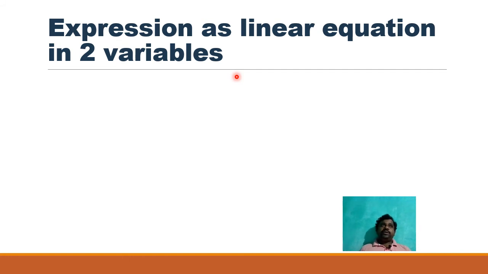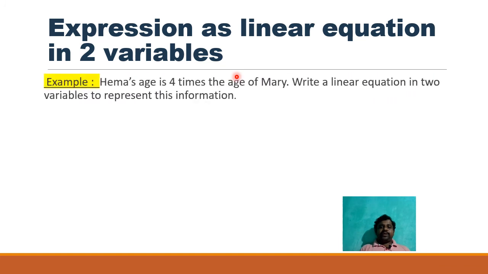We already know the expression of a linear equation. If we have a situation, can we express it as a linear equation, a system of linear equations? Suppose Hema's age is 4 times the age of Mary. Hema and Mary are two friends, or daughter and mother, whatever it may be. Write a linear equation in two variables to represent this information.